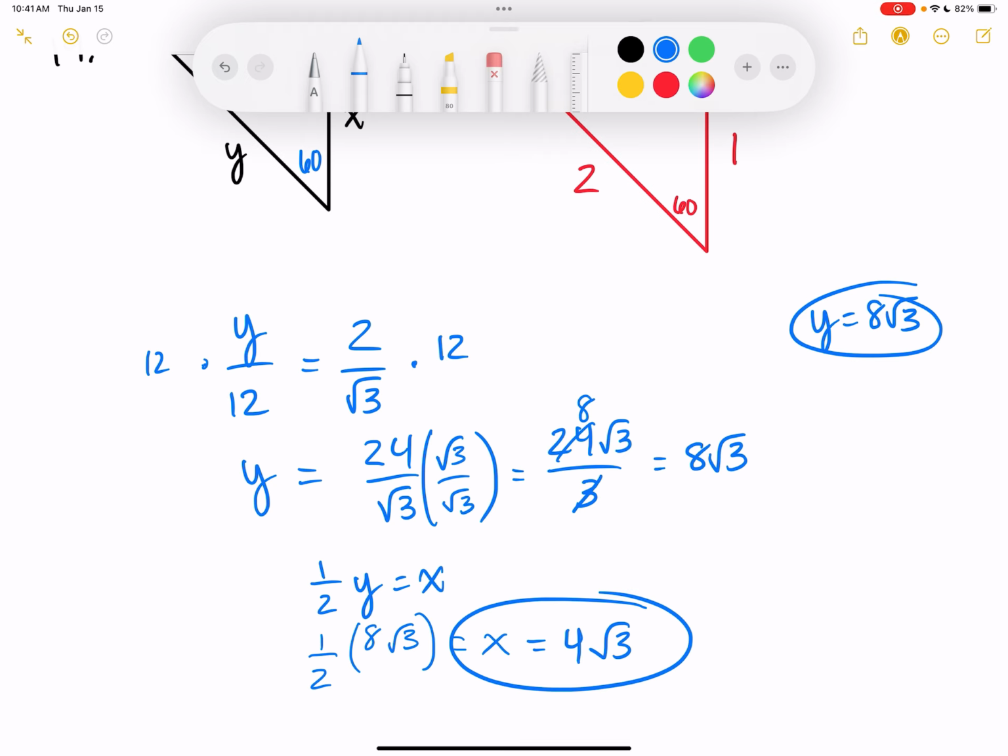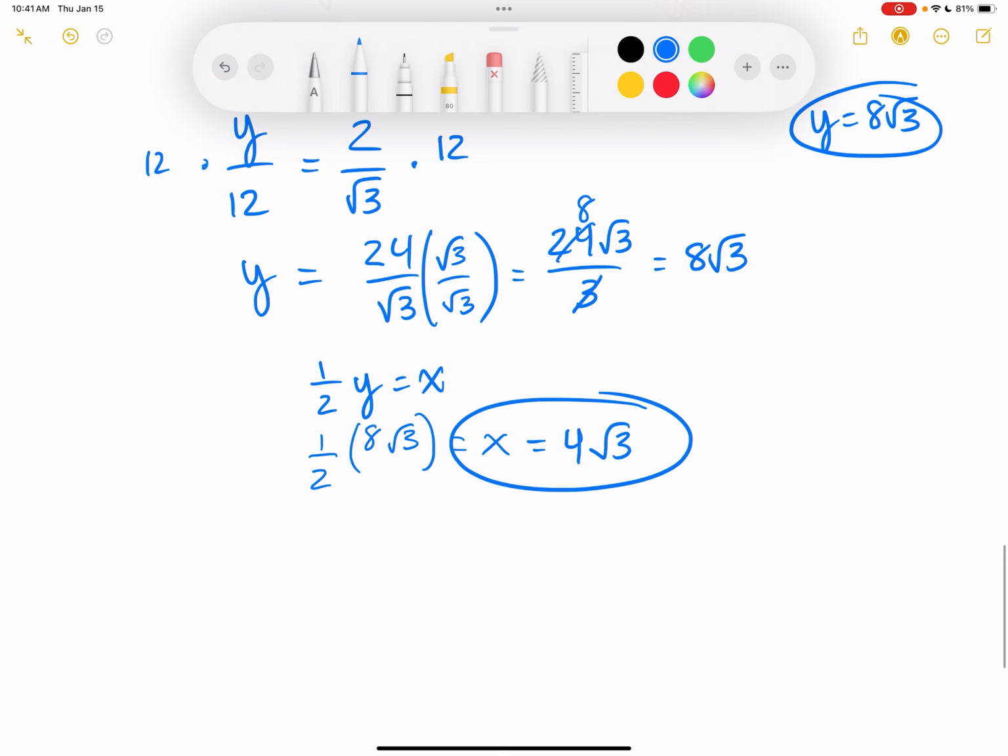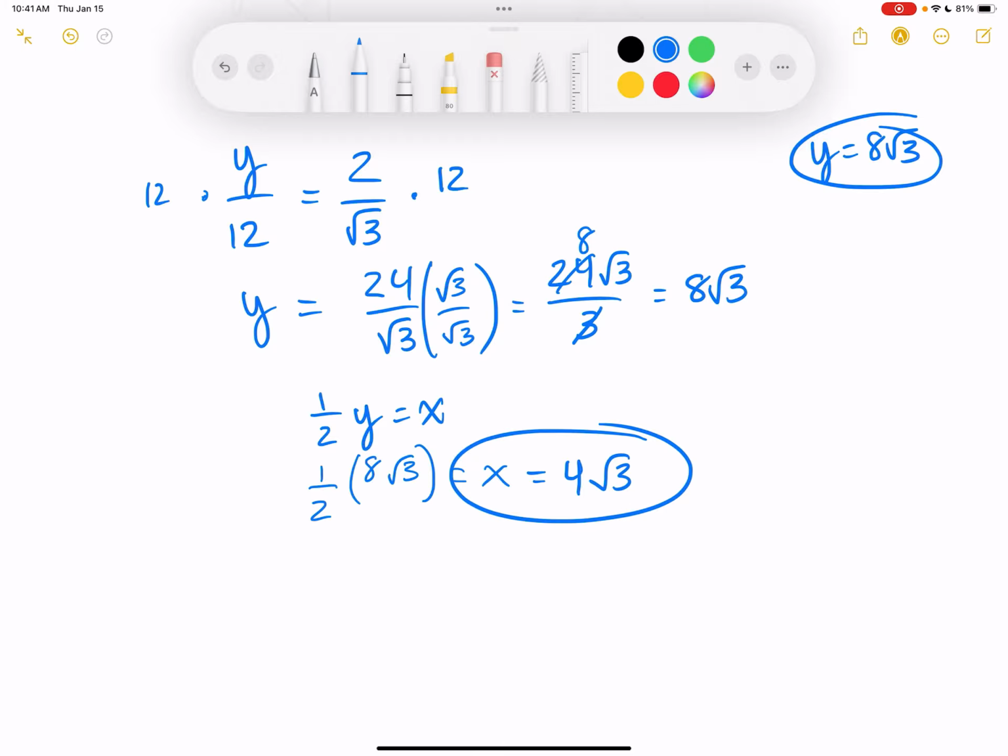Now, I could have done it the same way that I found Y if I didn't realize that it was half of it, or if I was solving for some other side or something. I could have done it the other way and set it up as X over one of the sides and solved for it, aside from this kind of cheat way of saying it's just half of Y, I think.